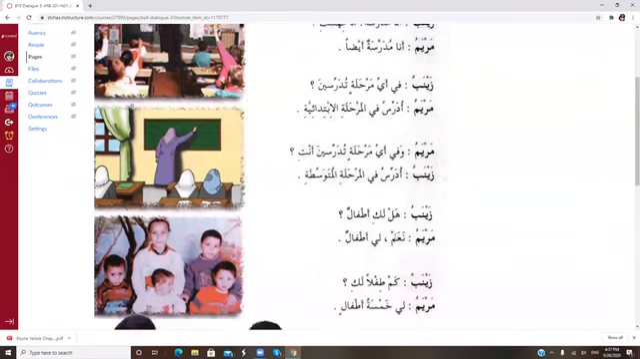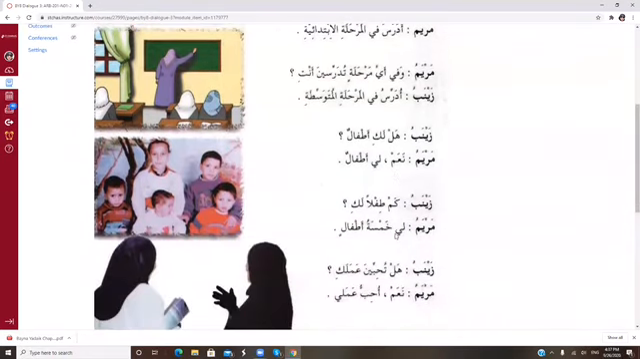Halaki atfal. Halaki atfal means, do you have children? Naam, li atfal. Yes, I have children. And then she asks, Kam tiflin laki. How many children do you have? Li khamsatu atfalin. Okay, remember when we use the plural between 3 and 10, okay?